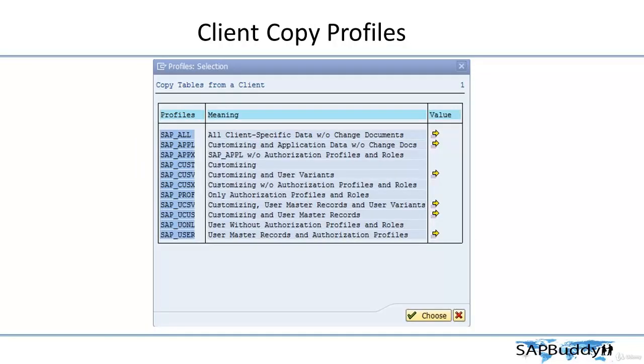Then we will see the client copy profiles. The client copy tool provides the information which is required, or the client copy tool can copy specific components from the source client to the target client. For example, in our scenarios, you can copy only the user master data. If the profile with the user master data is copied, then the authorization profiles and roles, everything belonging to the particular users, can be copied over to a separate system.